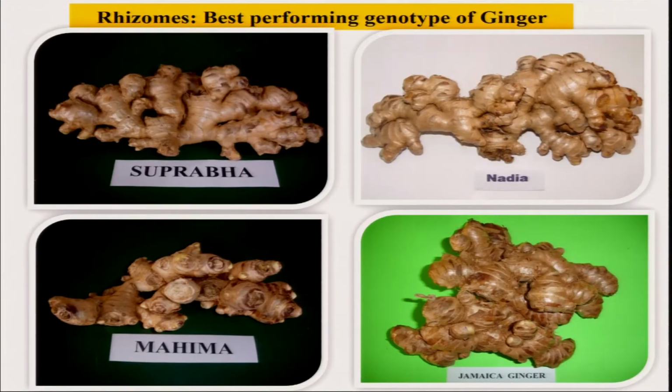I have already told there are different types of varieties or germplasm which play a very important role, and every time we have to choose the germplasm not only on their yield as well as quality, but also we have to take which germplasm are a little bit resistant to insect pests and diseases. These are varieties like Suprabha, Nadia, Mahima, Jamia Nagar. This Nadia is a very popular variety of ginger. So only this type of variety we should promote in case of organic farming.